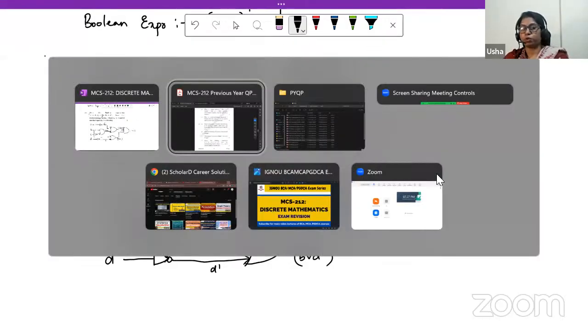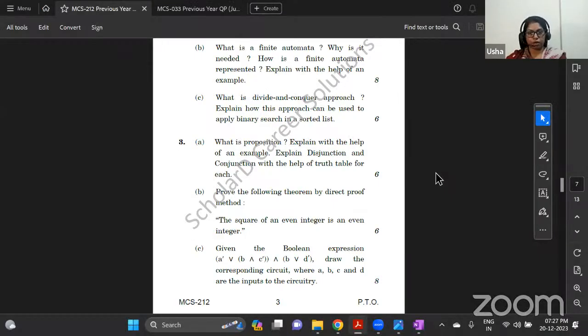So Boolean expressions, you will definitely have one question. Either they'll give you a circuit and ask you to write the expression. In that case, it's going to be just a 3-mark question. Sometimes they'll give you an expression and ask you to write the circuit. In that case, you will get at least 5 marks. 5, 6 or 7 marks you can get. 8 marks is very rare actually, but if you get 8 marks, it's good.